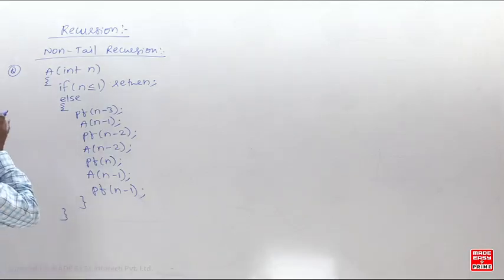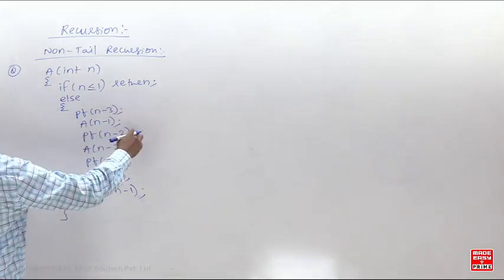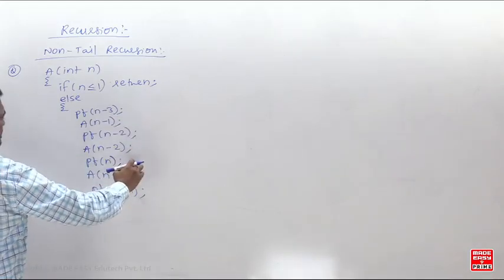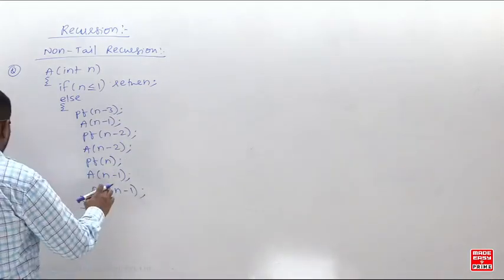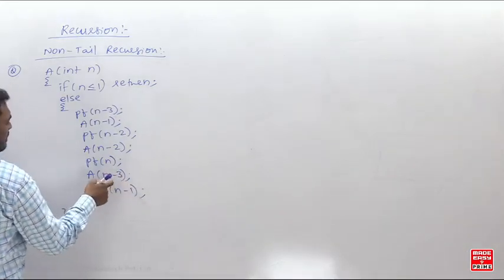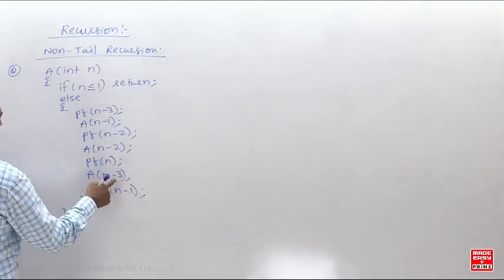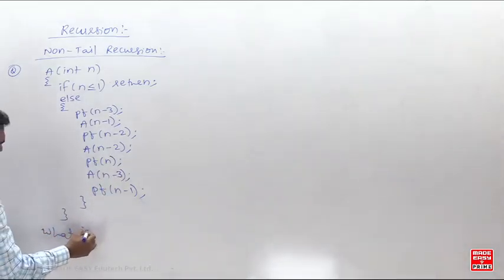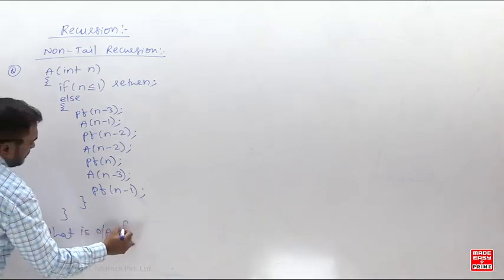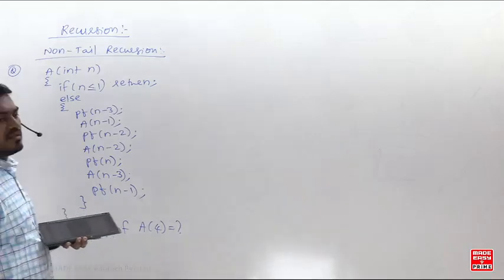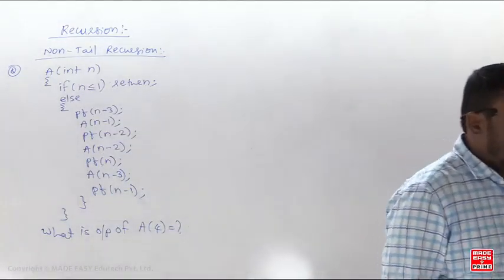So these are the statements you have. Printf n minus 3, n minus 2, n minus 1. So a of n minus 3, n minus 3. This is a of n minus 3. Now take this question and tell me what is the output of a of 4. Solve it the way I solved before.